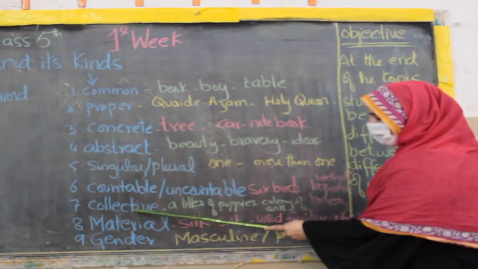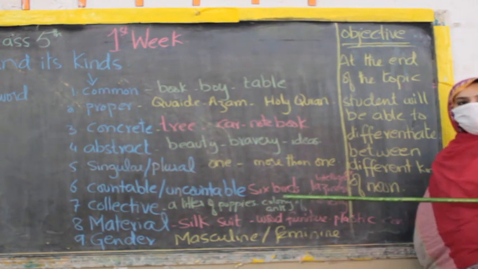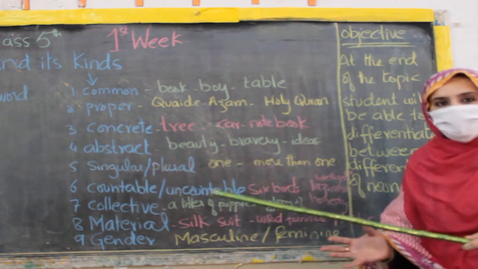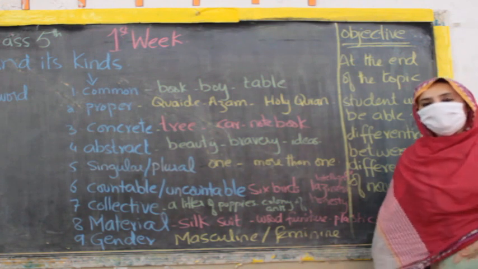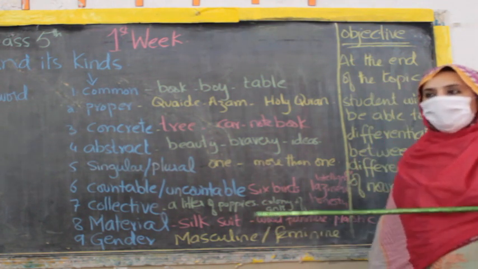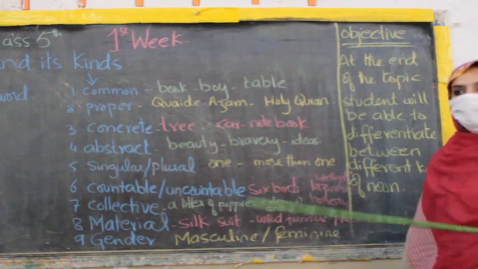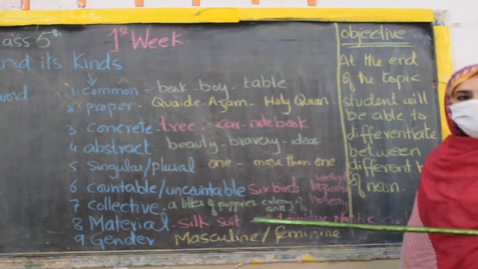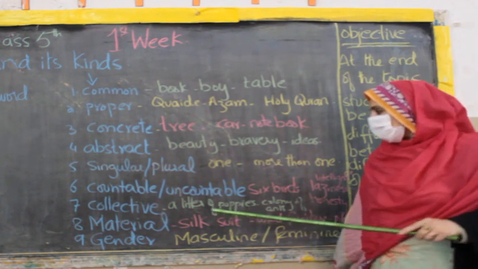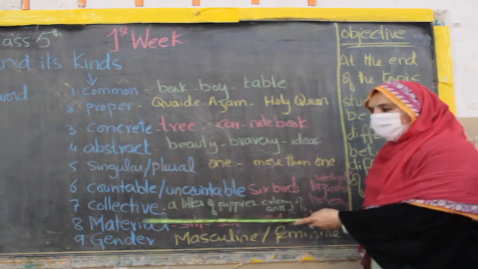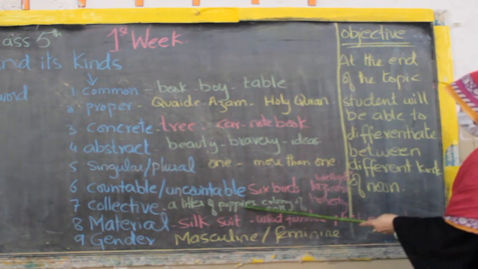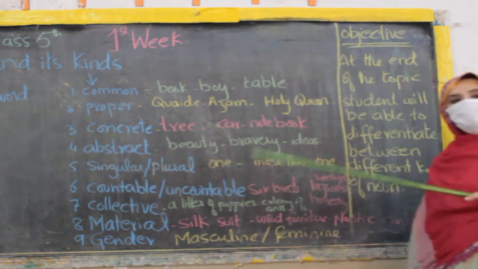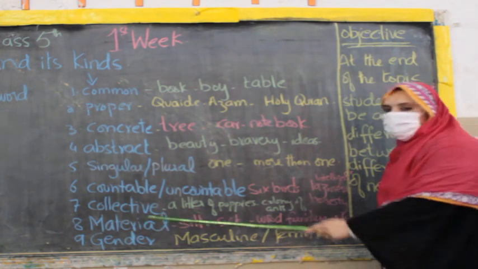Number 7 is collective noun. Now remember students, there are certain things which are in groups, which are combined together. If you people are sitting in a classroom, a group of 35 students make a classroom. If you look at a cricket team, why is it called team? Because there are 12 players in it. So that is collective noun. The examples are a litter of puppies, a colony of ants, a range of mountains, etc.